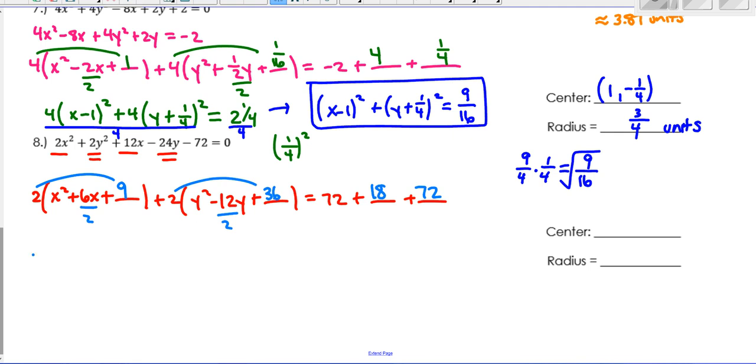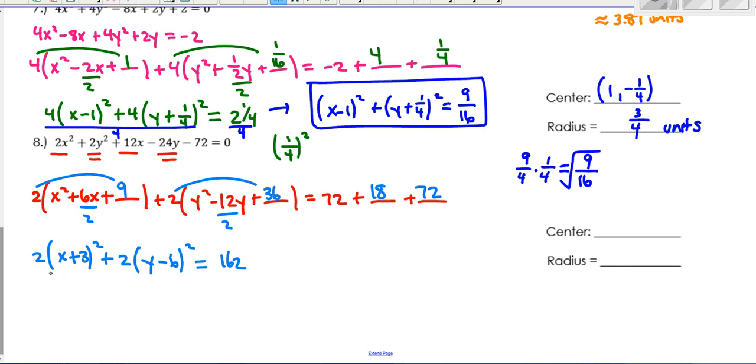I can rewrite this as 2 times x plus 3 squared. Half of 6 is 3, so plus 3 squared. Again, double check. 3 times 3 is 9. 3 plus 3 is 6, so it's good. Plus 2 times y minus 6 squared. Half of -12 is -6, squared. Again, double check. Square this, you get 36. Add it, you get -12, so we're good. Equals, on this side, 72 and 72 is 144, plus 18 gives me 162.